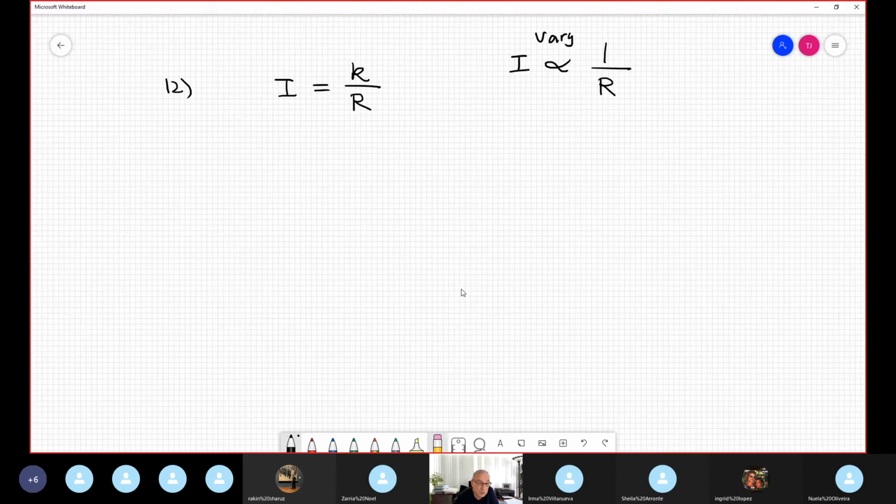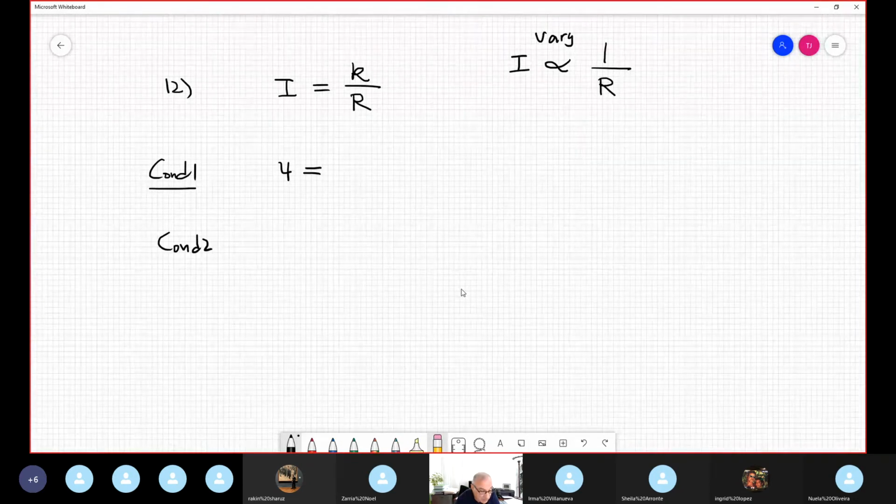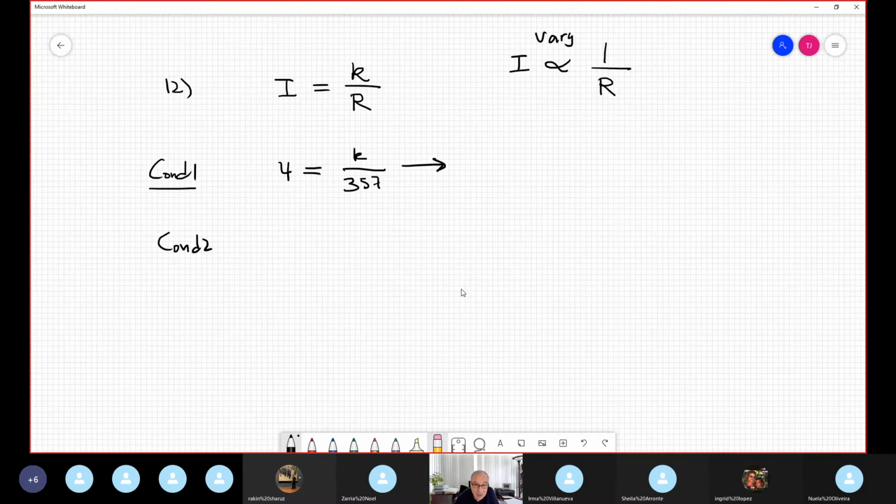The current, so we have two conditions or two situations. Condition 1 is giving everything. Condition 2 is giving one thing and you need to find another. But condition 1 allows you to find the K value. The current I is 4 amperes, this is the unit, when the resistance is 357 ohms. In order to find the K value, you apply cross multiplication.